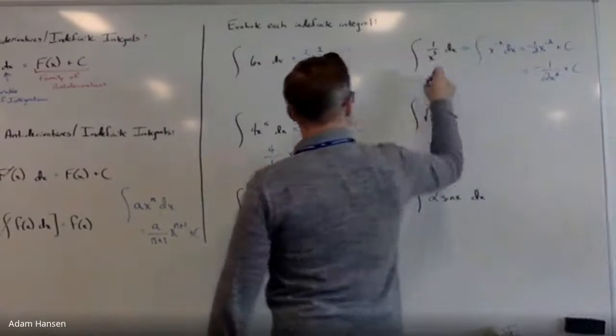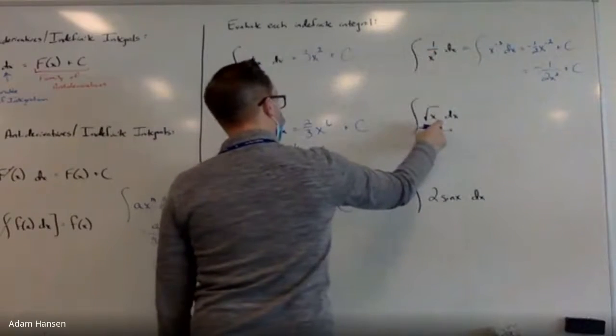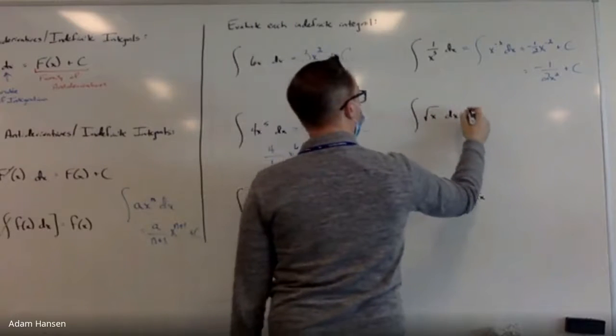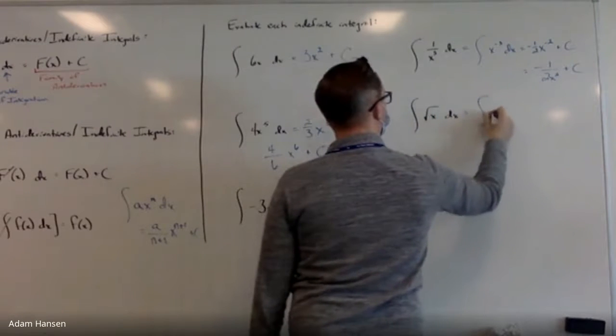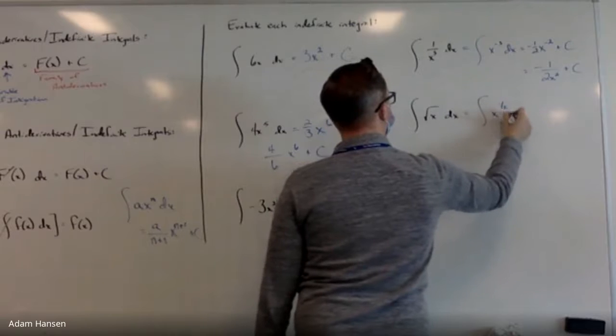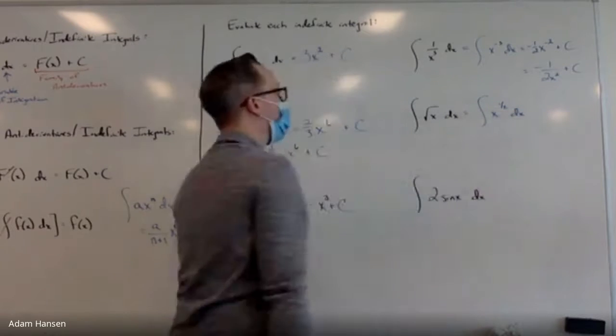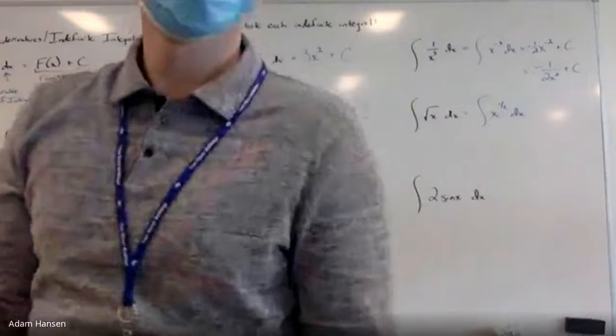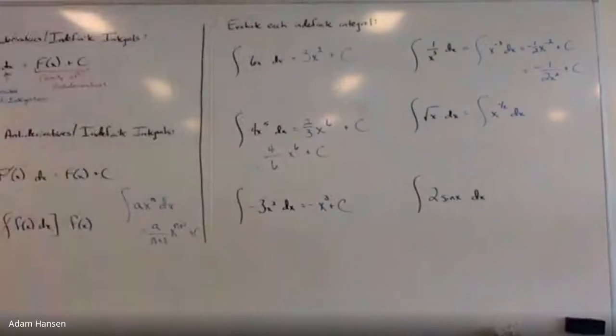For our radical function now, we did a rational one. Let's try a radical function. The square root of x is x to what power? 1/2. What's the antiderivative of x to the 1/2? My new exponent needs to be what? What's 1 more than 1/2?